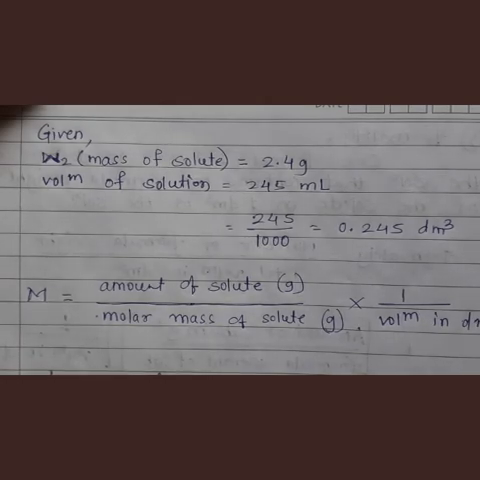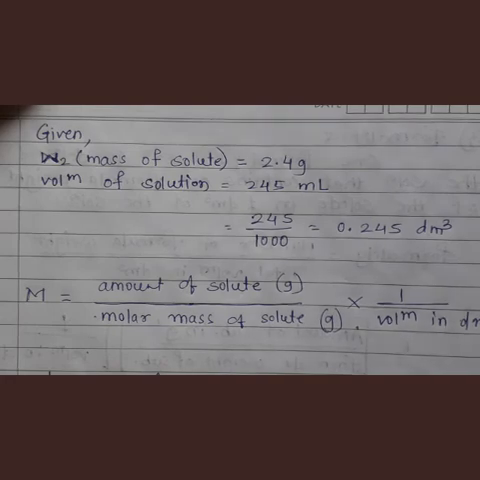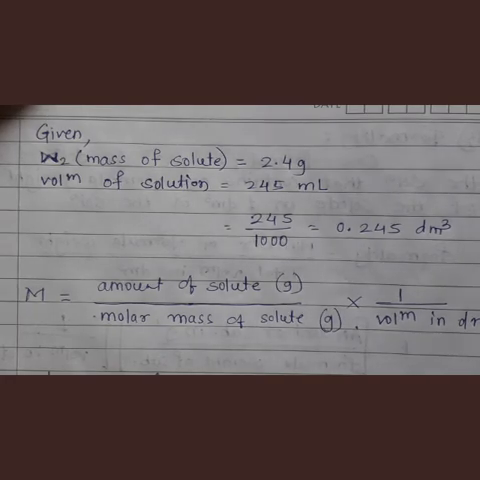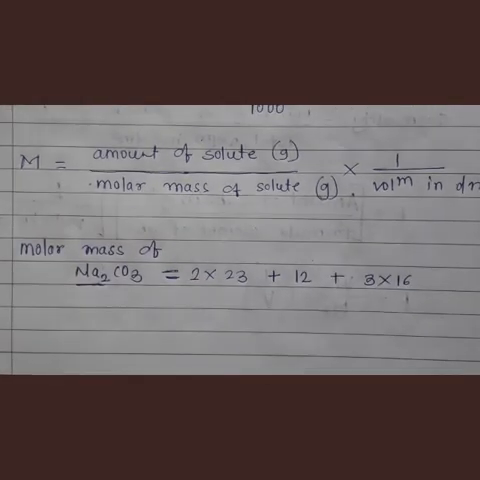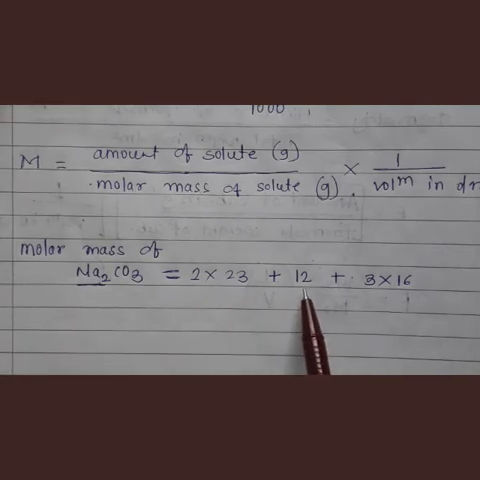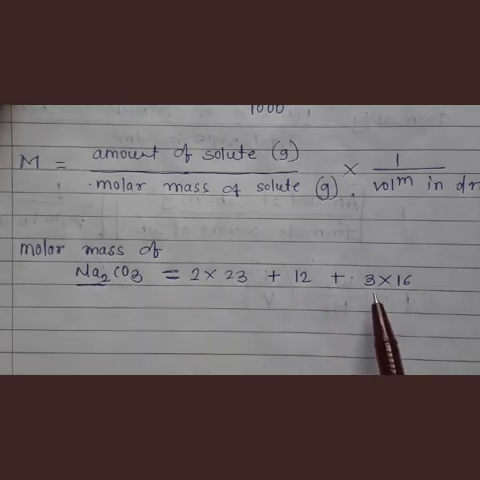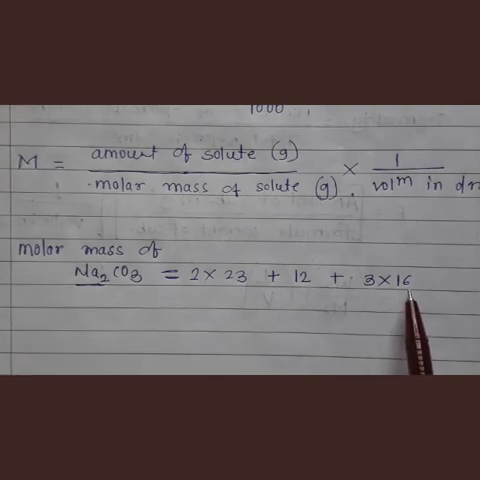So sodium is finished, then give a plus sign. Carbon, how many carbon atoms are there? Only 1 is there. And what is the mass number of carbon? 12. Okay, then oxygens are there. How many oxygens are there? 3 are there. What is the mass number of one oxygen atom? 16. Understand? So see here, I have written 2 multiplied by 23 plus 12. 12 is the mass of one carbon, plus 3 multiplied by 16, since 3 oxygens are there. 16 is the mass number of oxygen.